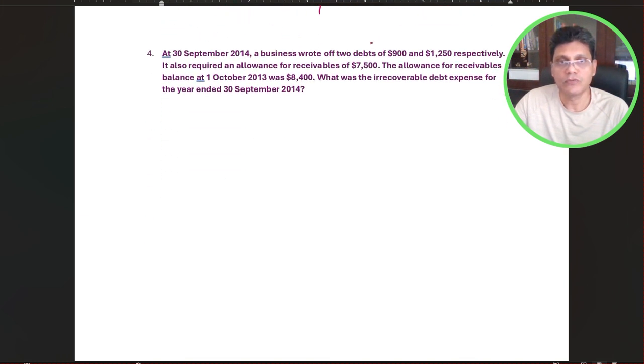At 30th September 2014, the business wrote off two debts, 900 and 1,250 respectively. It also required an allowance for receivable of 7,500. The allowance for receivable balance as at October 2013 was 8,400. What was the irrecoverable debt expense for the year ended 30th September 2014?